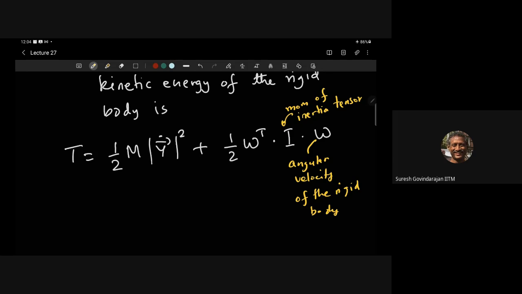Okay. And there's also another notation for this quantity, which is called dyadics. I mean, it's just some name.